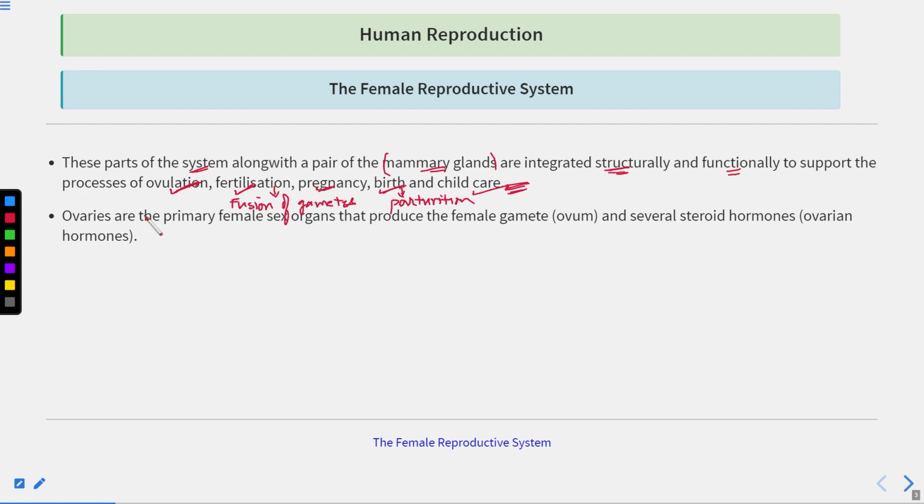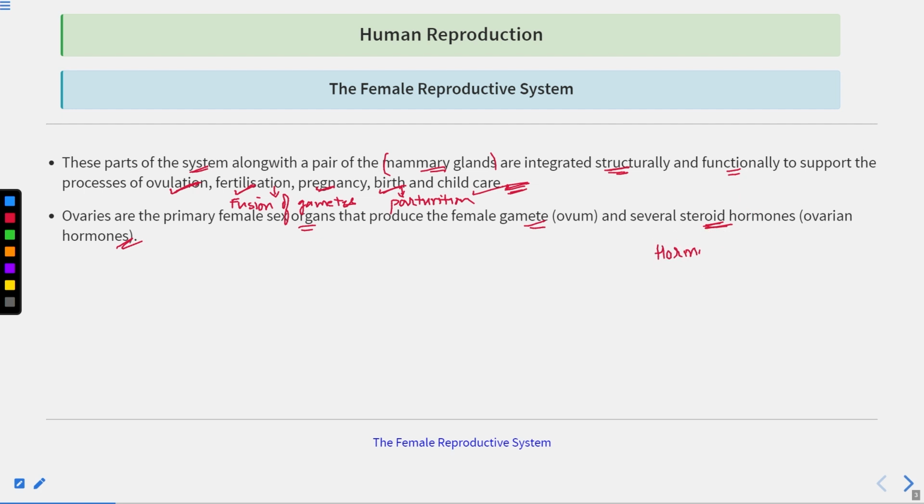Now, ovaries are the primary female sex organs. We have already discussed that. What is the function of the ovary? It produces the female gamete, which is known as the ovum, and it also produces several steroid hormones known as the ovarian hormones. Hormones can be proteins, and they can be steroids also.